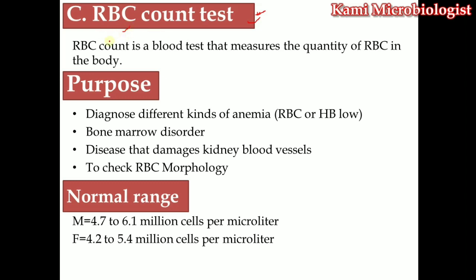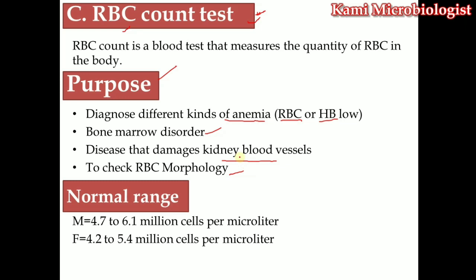First of all, the RBC count test. The RBC count test is the test in which we count the red blood cells in our body. It means we see the quantity and the number of the RBC in our body. What is the purpose of this test? The main purpose is to see different kinds of anemia, or different conditions where RBC or hemoglobin levels decrease. In this test we also check bone marrow diseases, and we can determine kidney and blood vessel damage. We also see the morphology or structure of the RBC. So these are the main reasons why we perform the RBC count test.